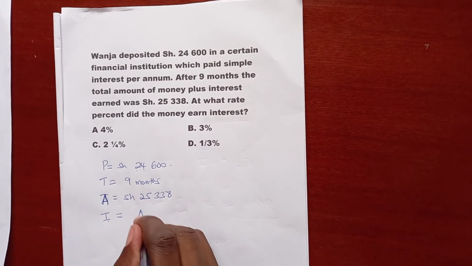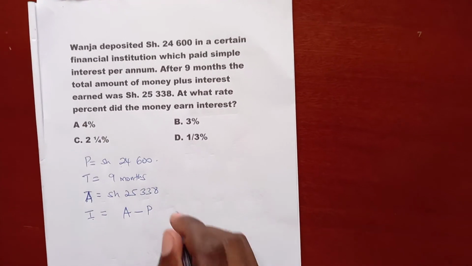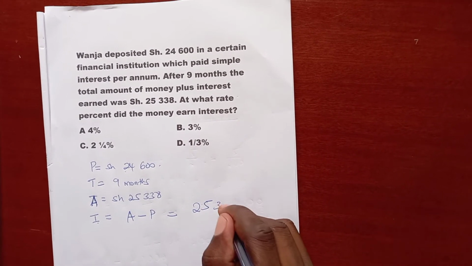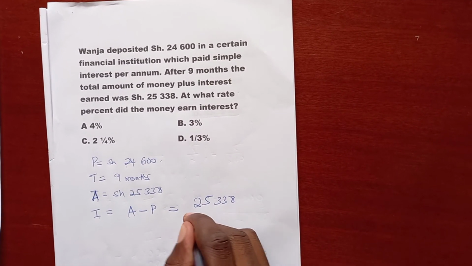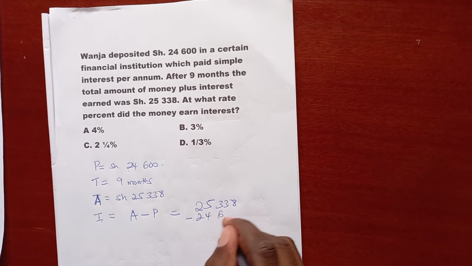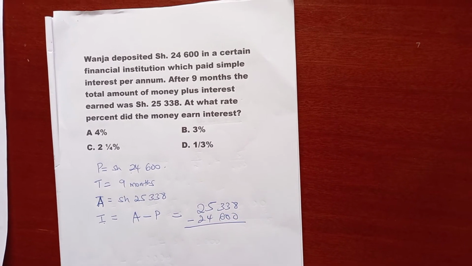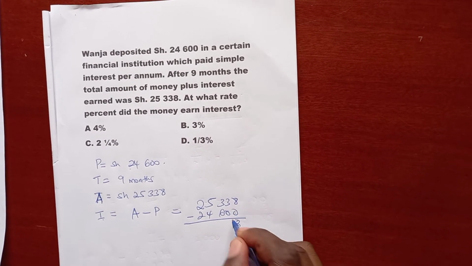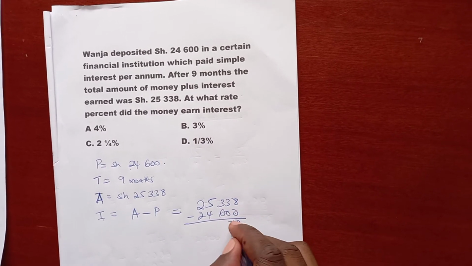Interest is equal to amount minus principal. In our case, it would be amount, which is 25,338 minus 24,600. You subtract: 8 minus 0, 8. 3 minus 0, 3.